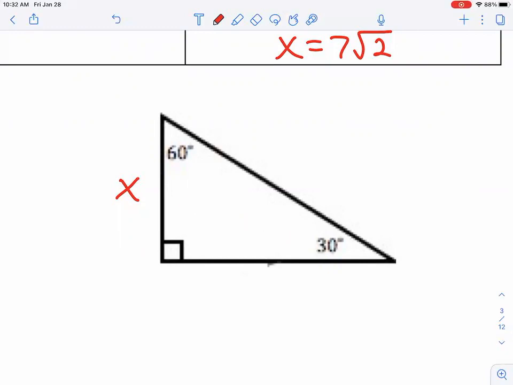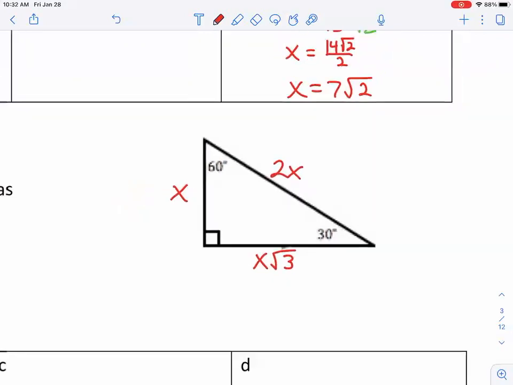So if that's x, the hypotenuse will be twice its size. It will be 2x. And the longer leg will be x times the square root of 3. So we have x, 2x, and x root 3 for our 30, 60, 90 triangles.